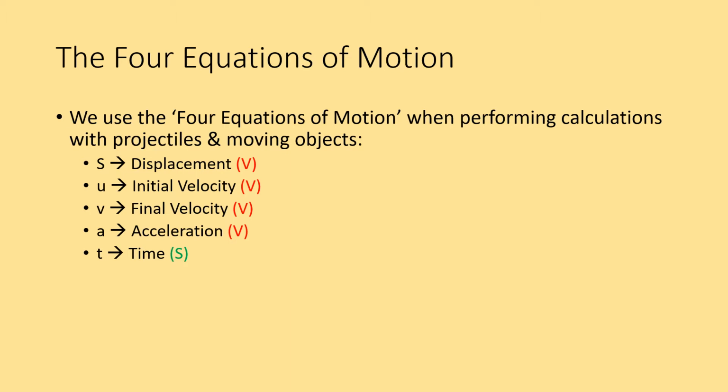Now these are denoted by their symbols, and we have S for displacement. We can't use D because D means a million other things. It gets confused with distance, which is a scalar quantity, so we use S for displacement, which is a vector quantity. U and V are our velocities. V, the traditional velocity, stands for the final velocity. U comes before V in the alphabet, so that is the initial velocity. It's as simple as that. These are both vector quantities.